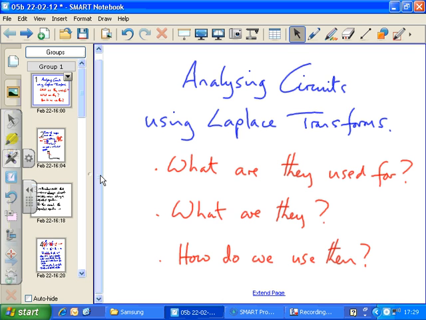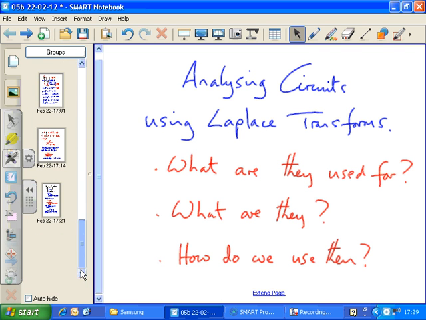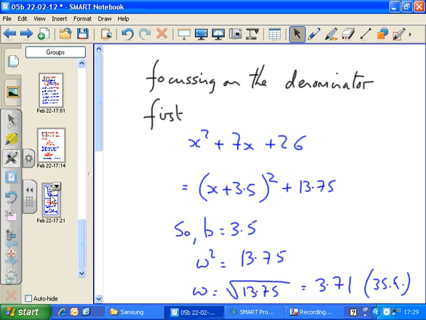How do we use them? Well, we've got an example where we've actually used one to end up with the result.